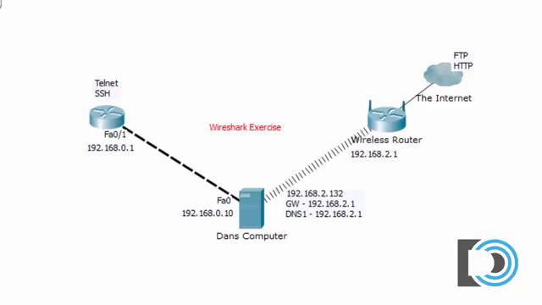Let's see how this works. I have a diagram that I've created here to show you the scenario. This is my computer in the center, Dan's computer, and I have two network connections. I have a wireless connection going this way, and I've got a wired connection going this way. I can use Wireshark to capture traffic crossing either one of these network interfaces.